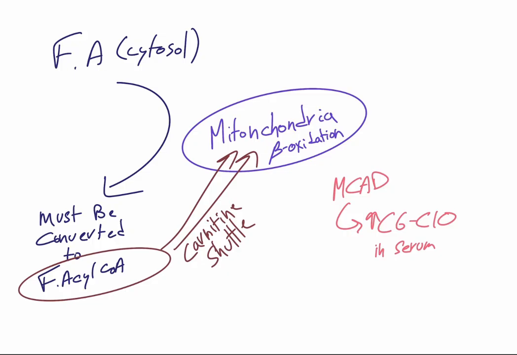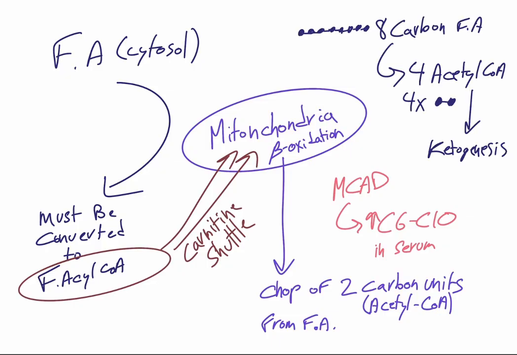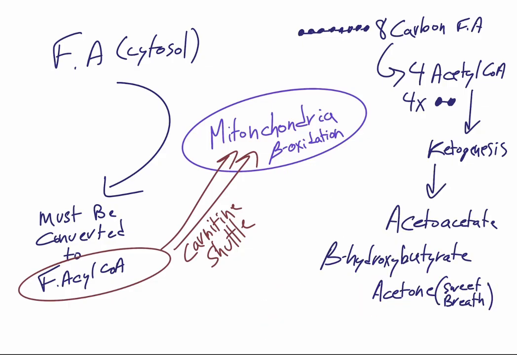Here it's deficient. So therefore, as a result, these fatty acylcarnitines accumulate, which is why we see elevations in C6 through C10. During beta oxidation, we normally chop off 2 carbon units, aka acetyl-CoA, from fatty acids. So for example, breaking down an 8-carbon fatty chain yields 4 acetyl-CoA molecules. These acetyl-CoAs then fuel ketogenesis, producing ketone bodies like acetoacetate, beta-hydroxybutyrate, and acetone. Acetone is the one responsible for the fruity breath in ketoacidosis. But in MCAD deficiency, since beta oxidation is impaired, we don't generate sufficient acetyl-CoAs, and therefore we cannot make ketones. Therefore, you guessed it, leads to hypoketosis.